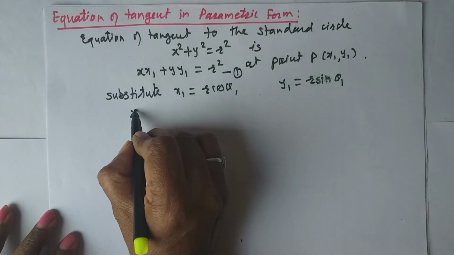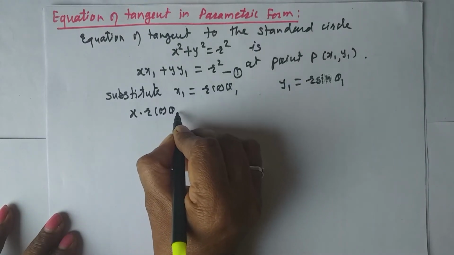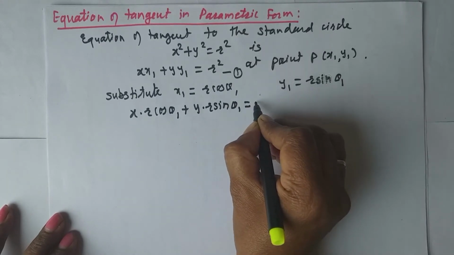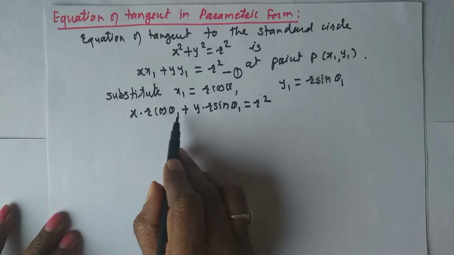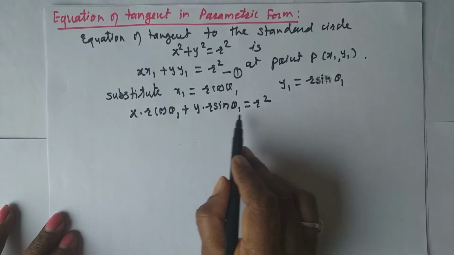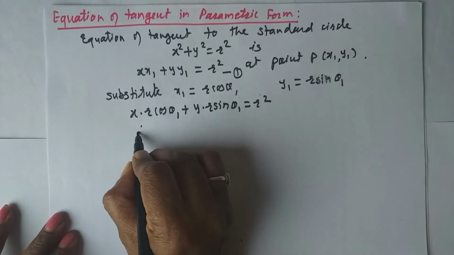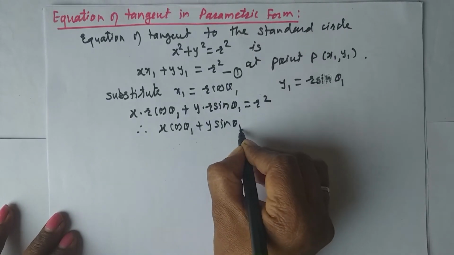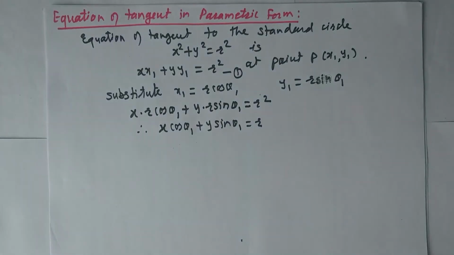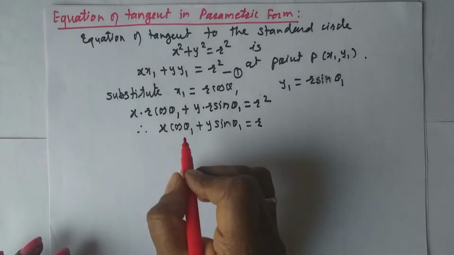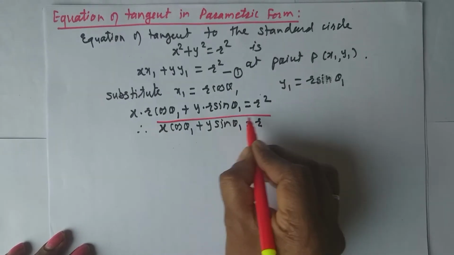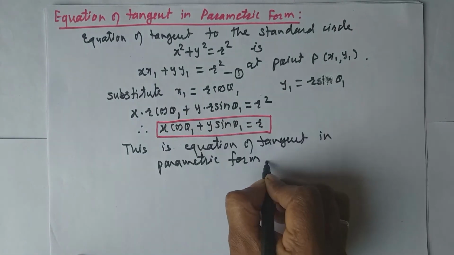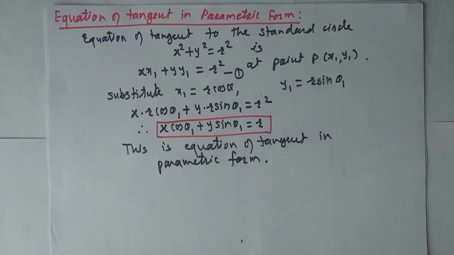And what will be that? x into r cos theta 1 plus y into r sin theta 1 is equal to r square. Now see here, r is in each and every term. Divide throughout by r, we will get x cos theta 1 plus y sin theta 1 is equal to r. And this is nothing but your equation of tangent in parametric form. Write down. This is the equation of tangent in parametric form to the standard circle.